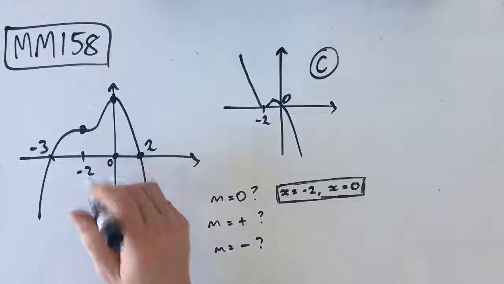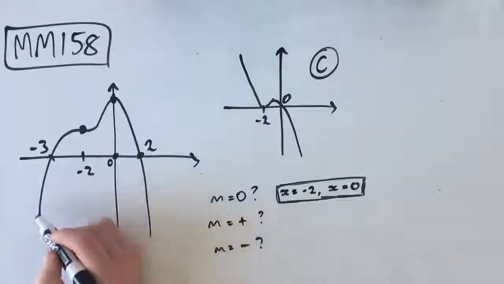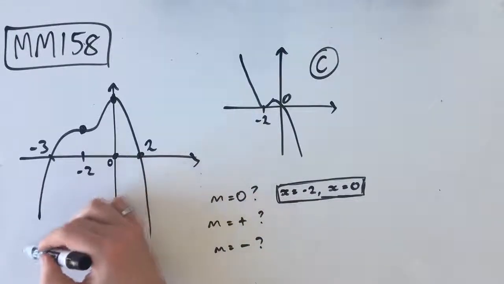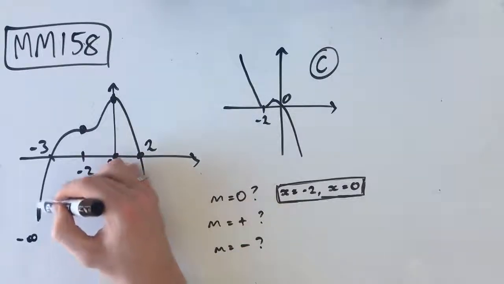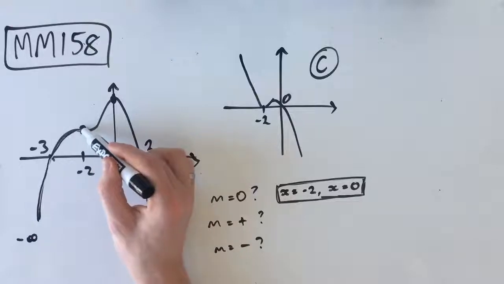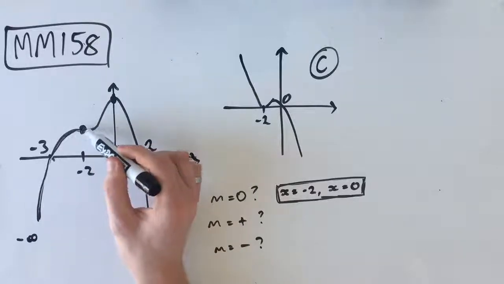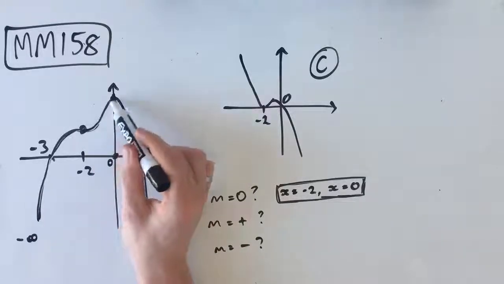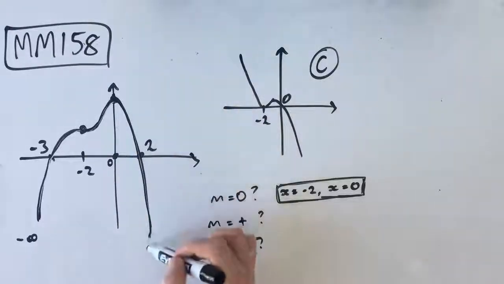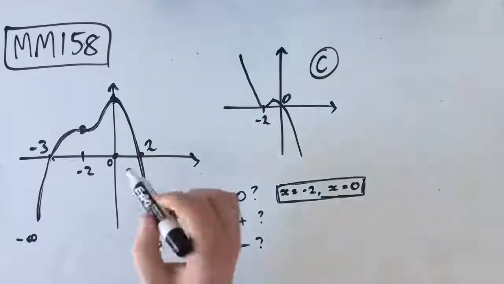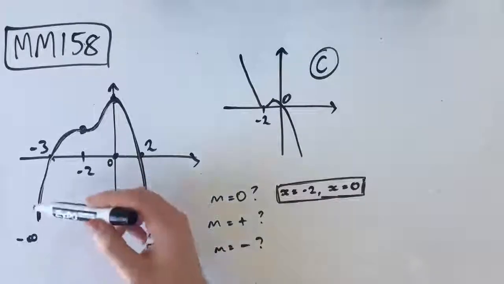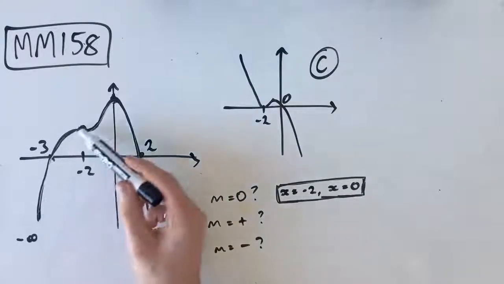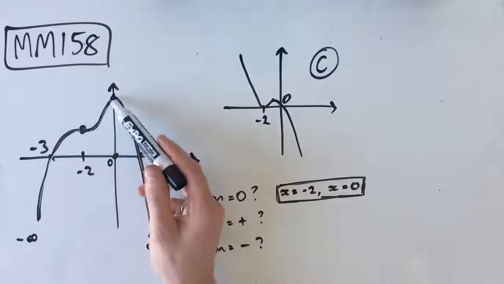So from the original graph, we can see that the gradient of this is positive all the way from negative infinity up to negative 2. So it's positive because it's going up, up, up, up, up to negative 2, becomes 0 at negative 2, and then it keeps going up, right? So it's still positive from negative 2 to 0, and then it goes negative after 0 all the way to infinity, it looks like. So that means that our gradient function must be above the x-axis from negative infinity to negative 2, and then from negative 2 to 0, right?